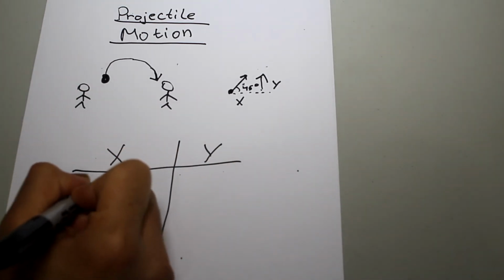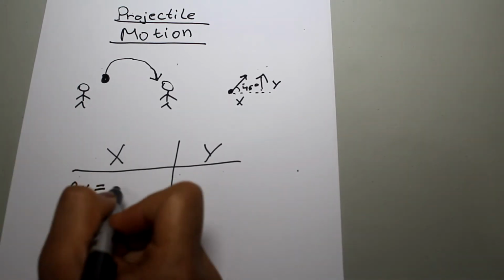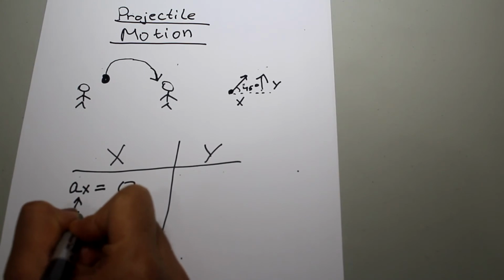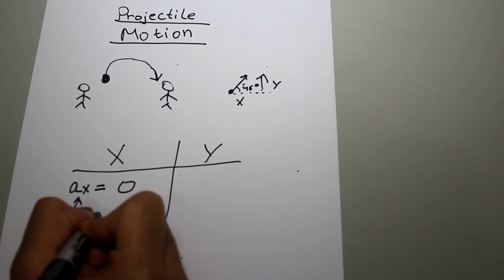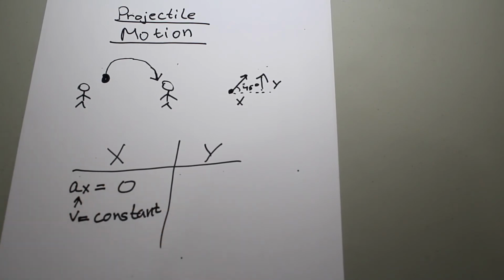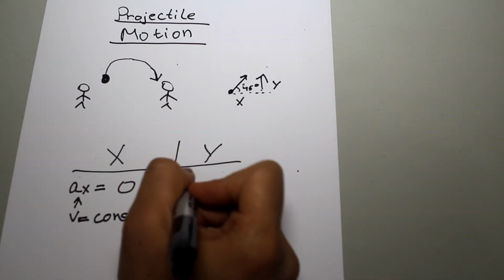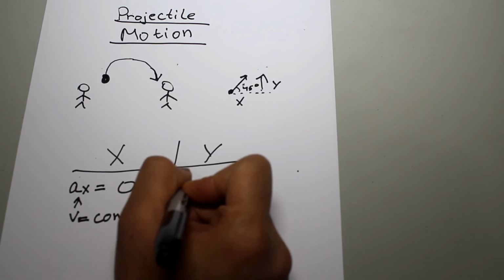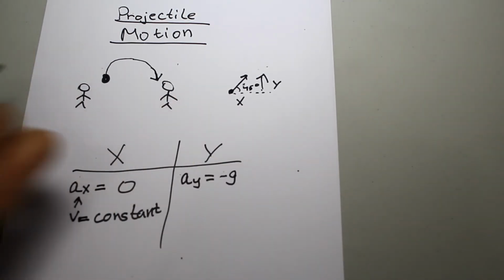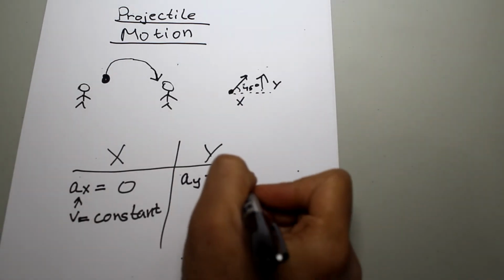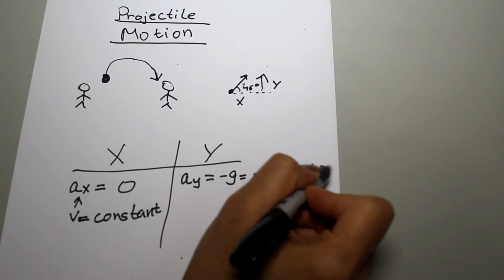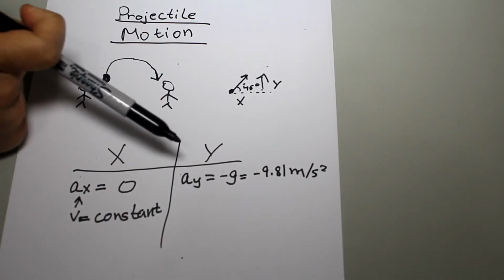It's important to note that in the horizontal direction there is no acceleration. That means velocity is constant. However, in the y direction, acceleration is negative g because the object is in free fall. That means the acceleration is negative 9.81 meters per second squared. It's very important to remember this.